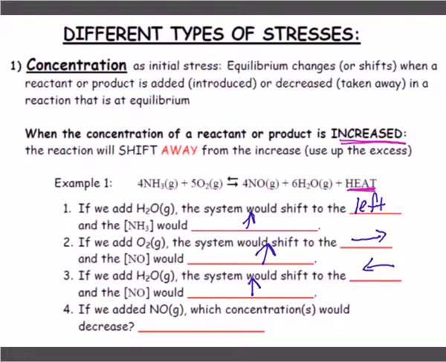Number 4. If we added nitrogen monoxide, which concentrations would decrease? This is a little bit different. Even though it's not asking you where the shift is going to occur, you have to know where it is. So we're adding NO. Which way are we going to shift to equal out again? Toward the reactants, which is to the left. So which concentrations would decrease? The products, which are going to be NO and H2O. Those concentrations will go down. Questions?